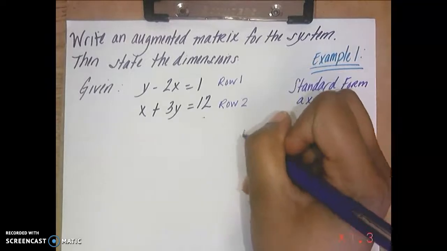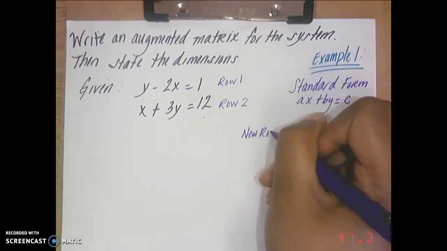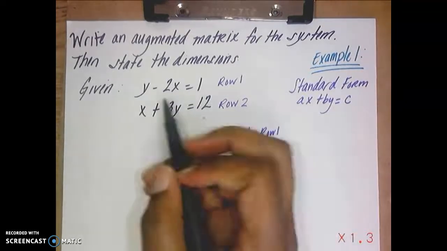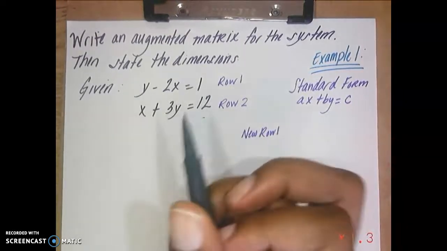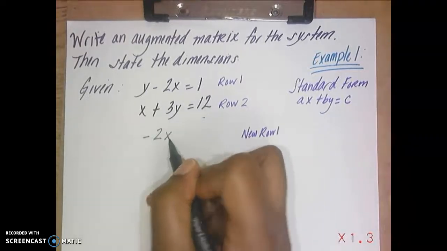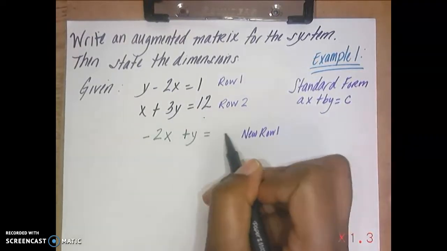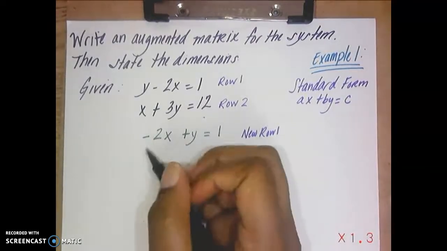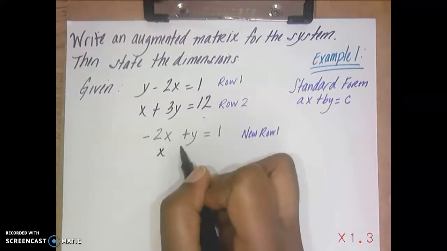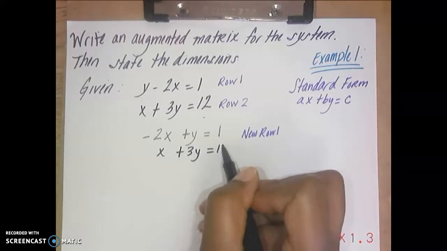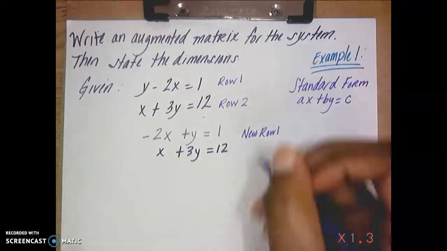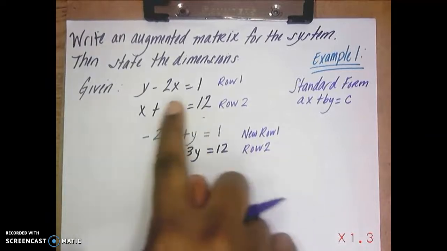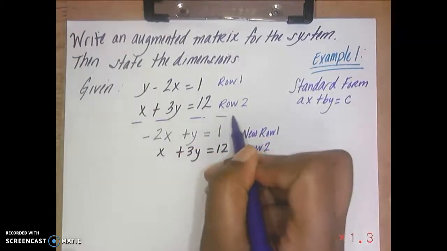So y minus 2x can be rewritten, my new row 1. I'm going to flip these around. So y minus 2x can be written as negative 2x plus y equals 1. And we're not going to do anything to change our second equation, our second row. So x plus 3y equals 12. So that's going to be my same row 2.